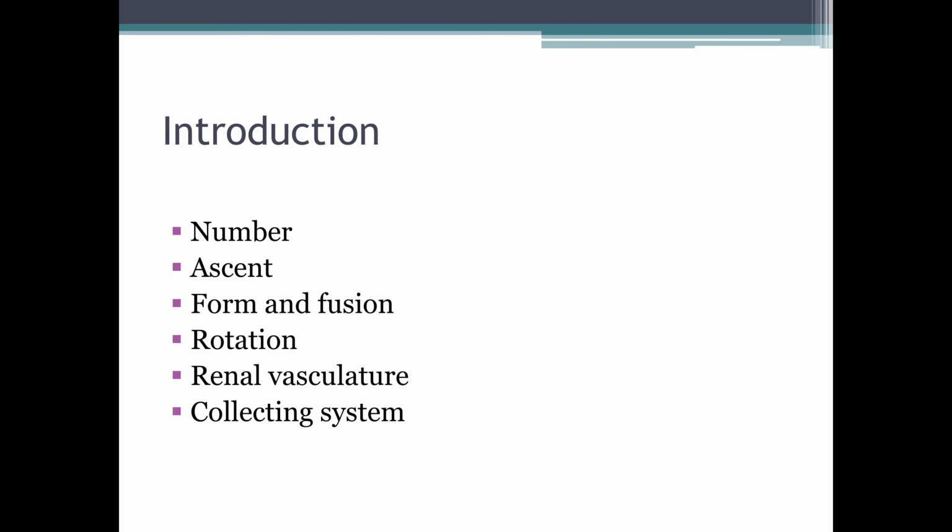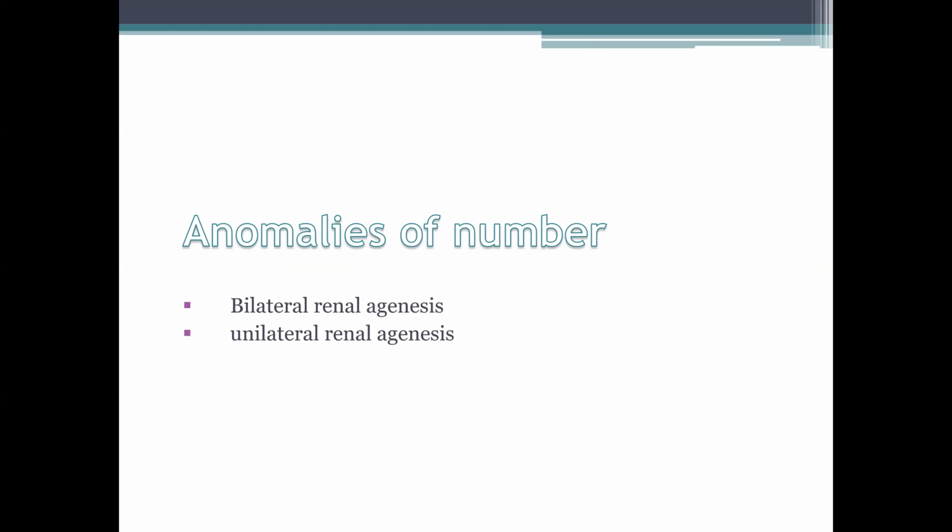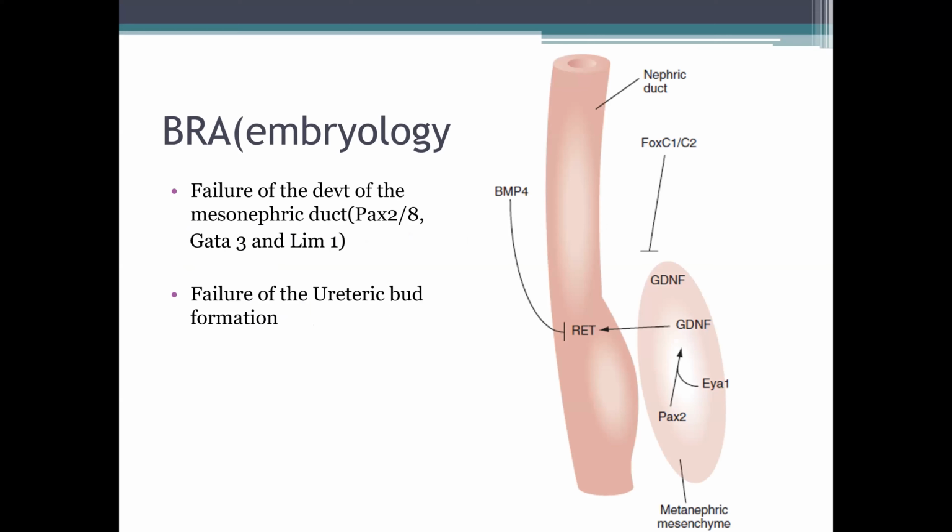So we shall start with the numbers. In the anomalies of the numbers, we can either have both kidneys not developing, or we may have just one kidney that has failed to develop and the other side is okay. So we have the bilateral renal agenesis and the unilateral renal agenesis. Of course, bilateral renal agenesis is not compatible with life. And so the babies will usually be born dead.